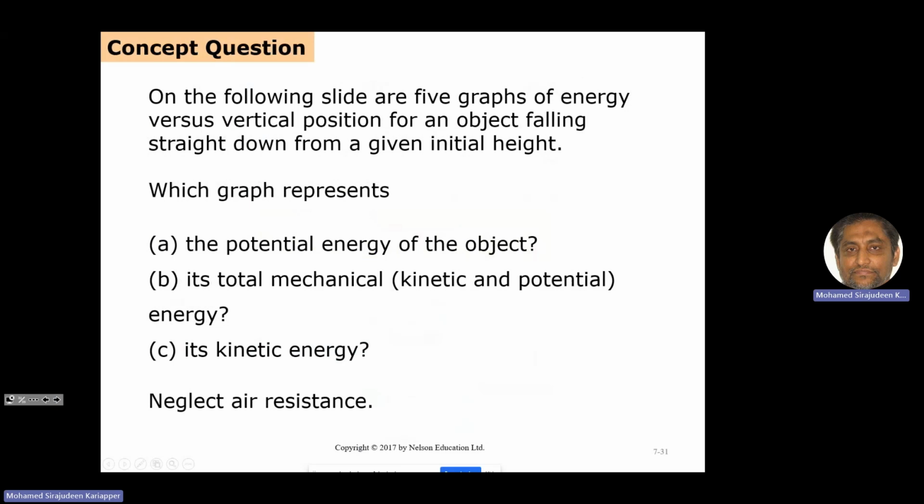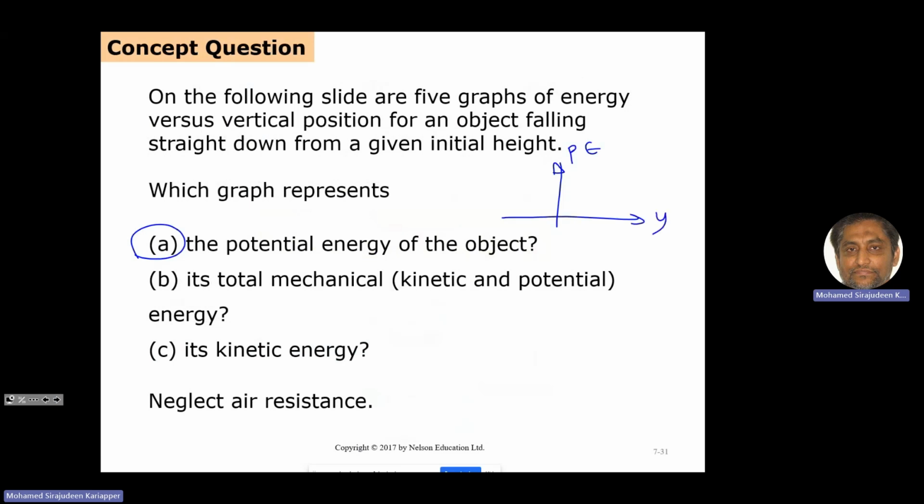On the following slide are 5 graphs of energy versus vertical position for an object falling straight down from a given initial height. We will go one at a time. First one: which one of them represents the potential energy of the object, as a function of vertical position?